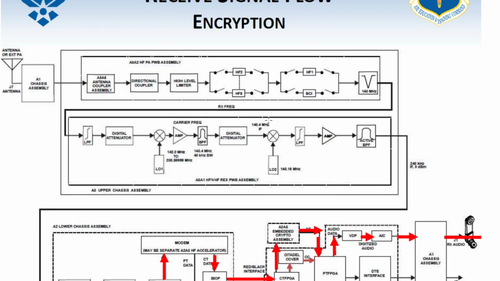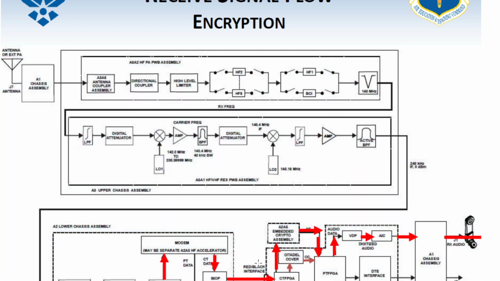If it's encrypted, it's going to do this path I showed you a minute ago. Going to come through the modem, go through the BIOP, the black input output processor, go to the CTFPGA. From there, go to A2, A5, then go to PTFPGA, come out, and if it's audio encrypted, it'll go there. And if it's data encrypted, it'll come down here like we said before.